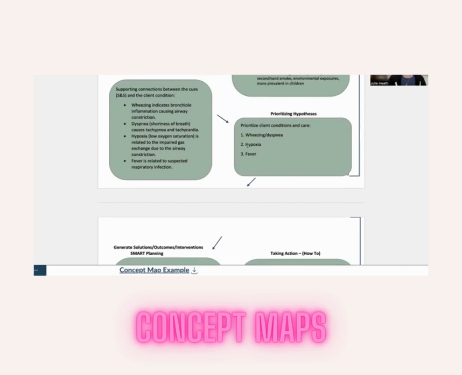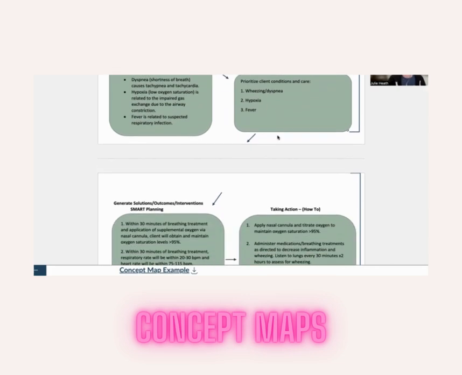So here you want to think ABCs as well. If they don't have a patent airway, they're not getting air in, it's going to cause hypoxia, but we also want to keep hypoxia in mind, because we want them to be above 95%. And then the fever is last, because obviously, if they don't have an airway, their fever is not going to matter one way or the other. So we have to focus on the airway first, right? So keep that in mind.